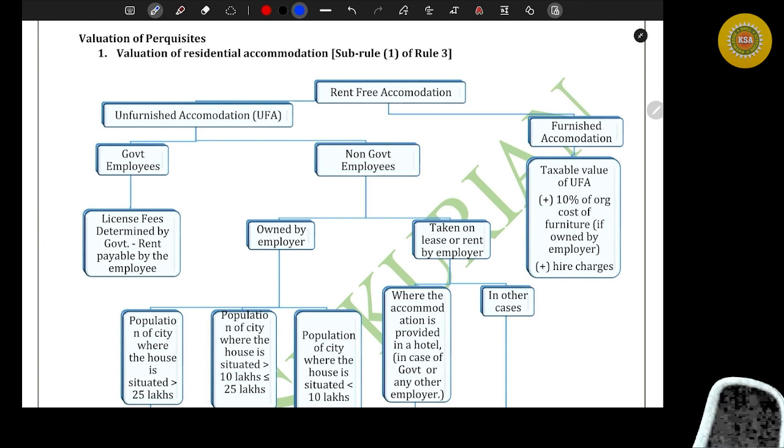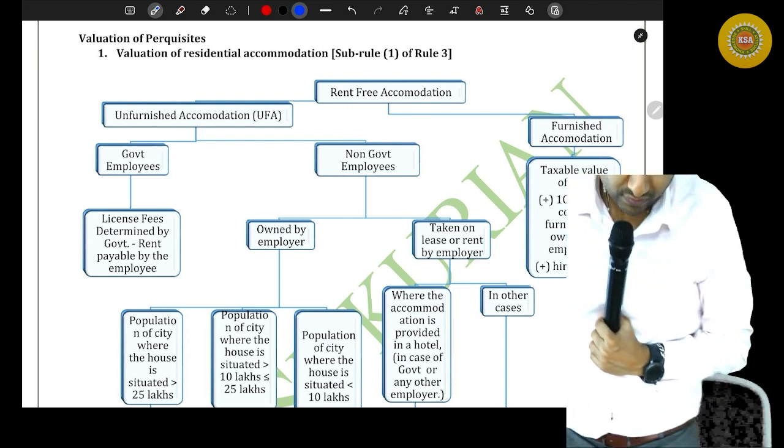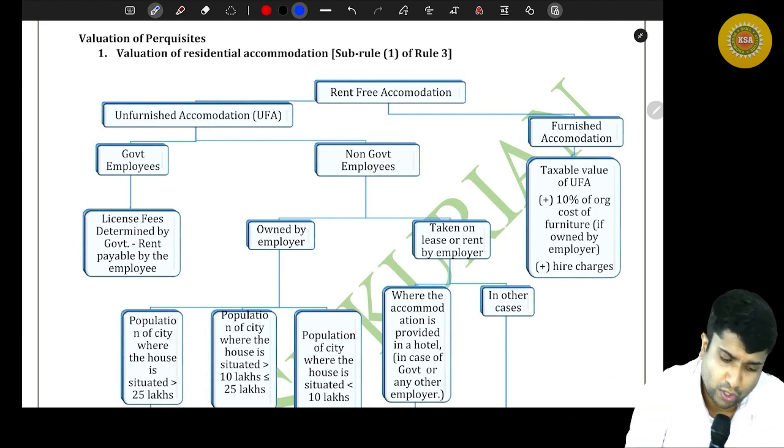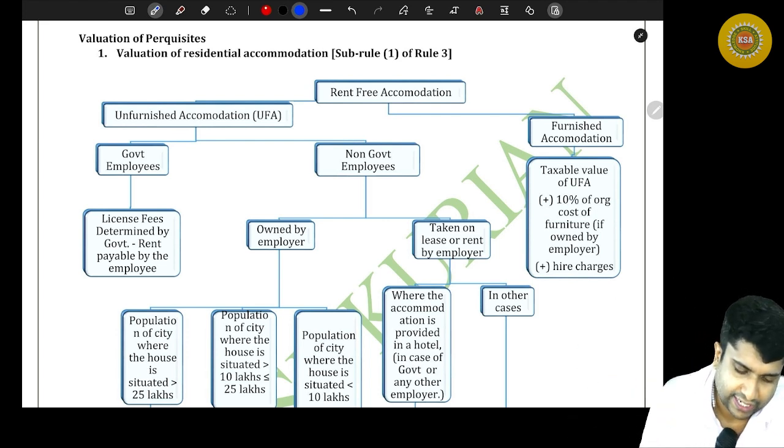If only the basic building with the fan and lights, which are not considered furniture, is there without any furniture, then we will call it UFA, unfurnished accommodation. If the house provided to you has all the amenities, like a bed, TV, fridge, washing machine, etc., then we call it furnished accommodation. We will value both the UFA and FA. First, let's learn how to value the perquisite in relation to unfurnished accommodation. So under that, what is the first one?